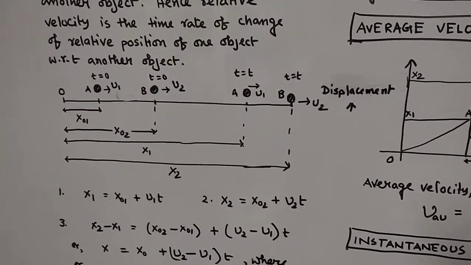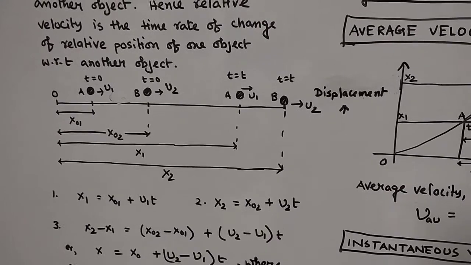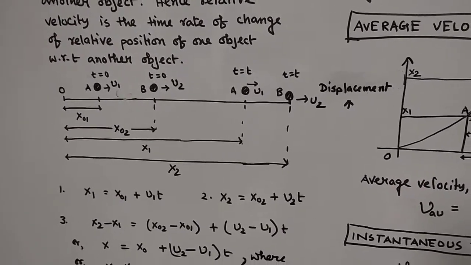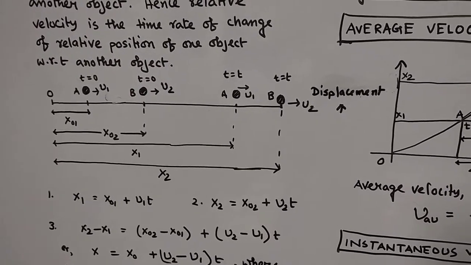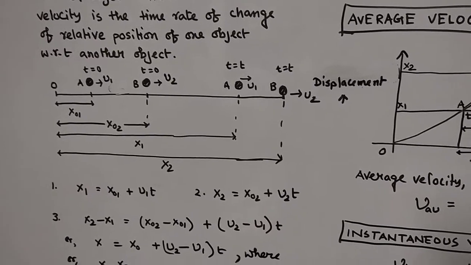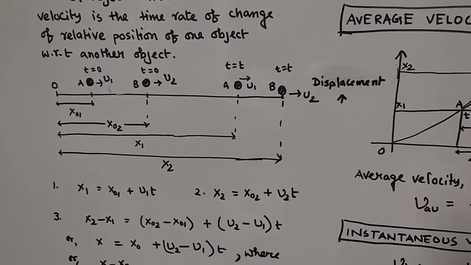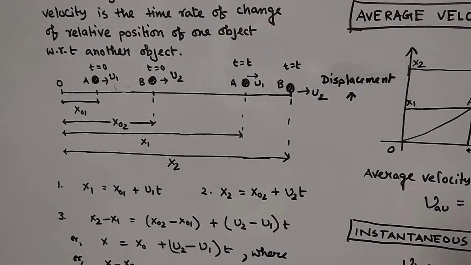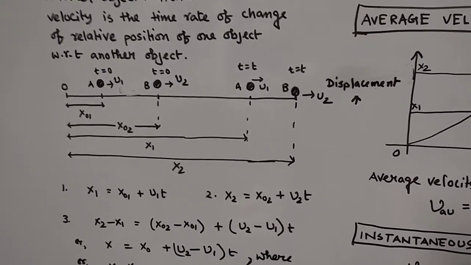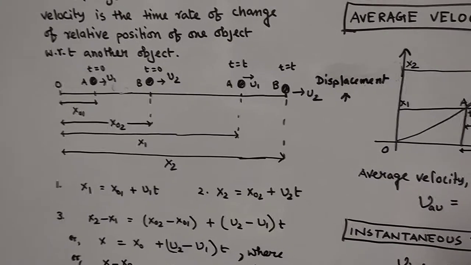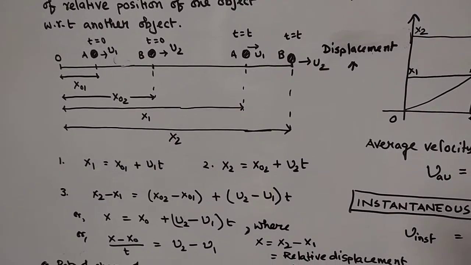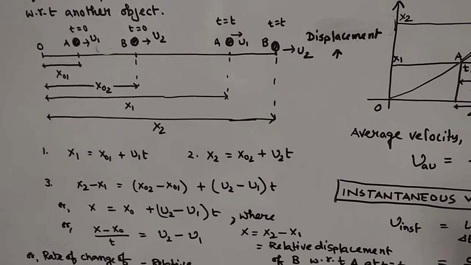So a few equations you can define from here. One: x1 equals x01 plus v1 t. And number two: x2 equals x02 plus v2 t. This equation is very simple, I think you have understood. Velocity into time is displacement, or speed into time is distance, that's the formula s equals vt. Now simple mathematics: x2 minus x1 equals x02 minus x01 plus (v2 minus v1) into t.